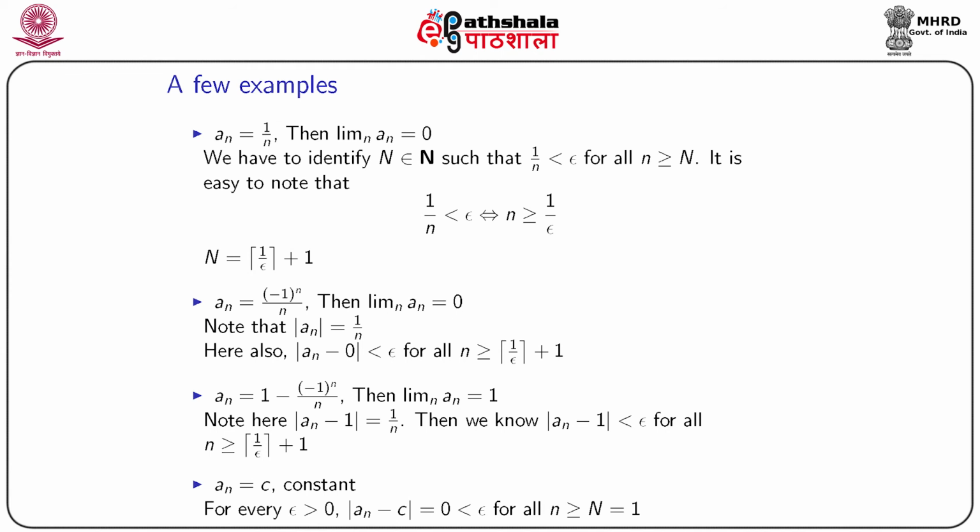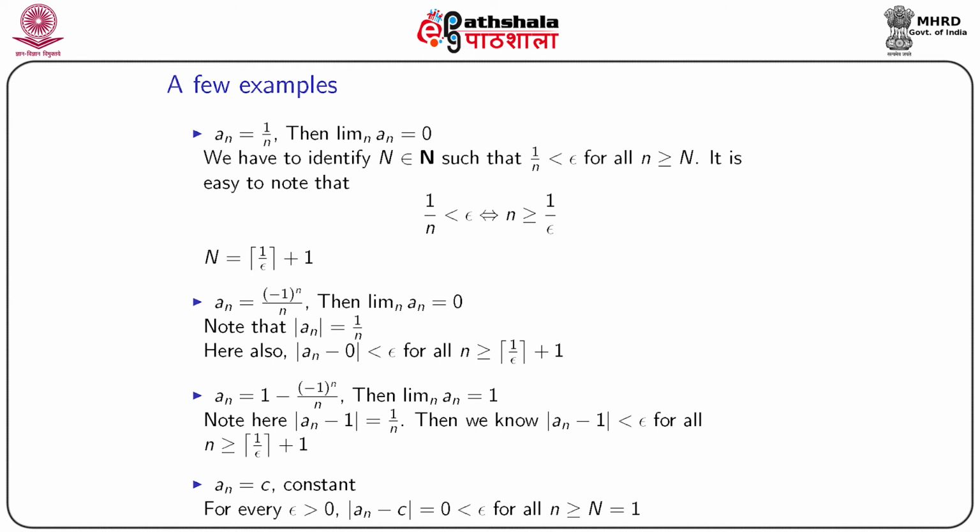Now if we consider the third example, 1 minus (minus 1) to the power n over n, here the limit will be 1. Why? Because if you see the second part of the function, (minus 1) to the power n over n, that goes to 0. So it is easy to note that this will go to 1. So |a_n minus 1| is nothing but 1 over n, and we have already proved that for this the value of N will be the box function of 1 over epsilon plus 1.